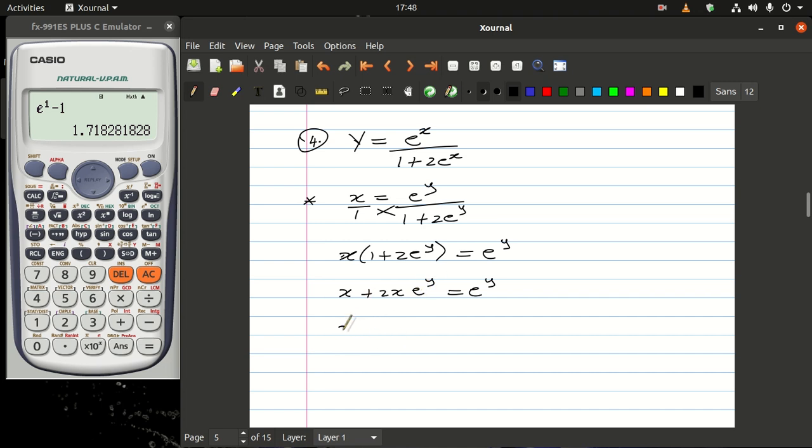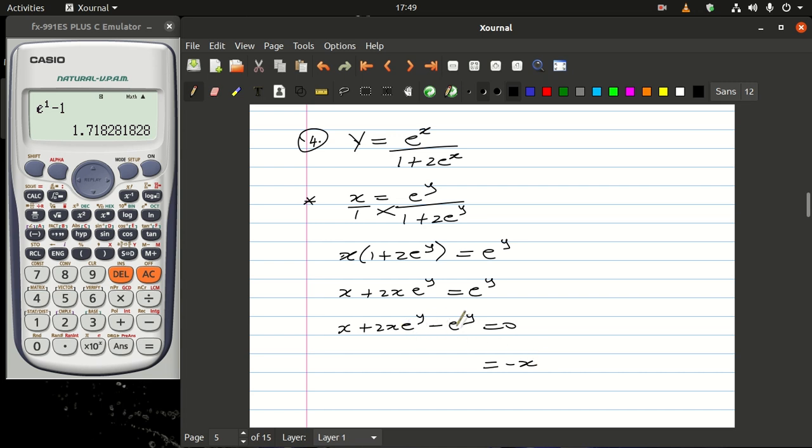So I will first say I have x plus 2x e to the power y minus e to the power y is equal to 0. This is jumping the equal sign, so it's going to change the sign. And then I take this x to the other side. It was positive this side. Jumping the equal sign will give it a negative sign. And then that side will be minus x.